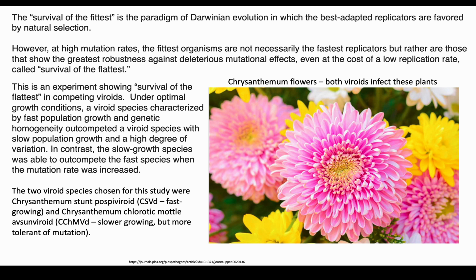So Darwin, the idea that we take from Darwin is survival of the fittest. Basically the one that reproduces the most over the short or long term is going to be the one that is favored by natural selection. Basically, they're buying more lottery tickets, and so they have a greater chance of winning because there are more of their genetic offspring. However, at high mutation rates, the ones that are fittest, the ones that can produce the most children, are not necessarily in the best situation.